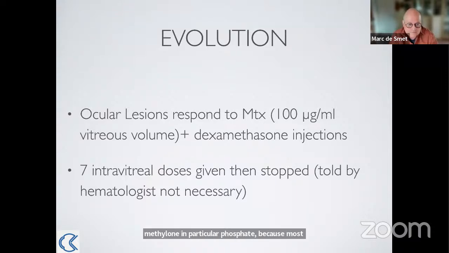because most lymphomas respond well to steroids. He was given 7 injections, and then these were stopped because the hematologist, when he finally decided to treat systemically, said it wasn't necessary to treat the eye anymore. And he probably had enough, but the protocol would have called for 2 or 3 more injections.